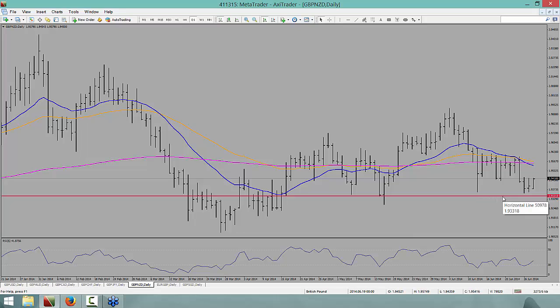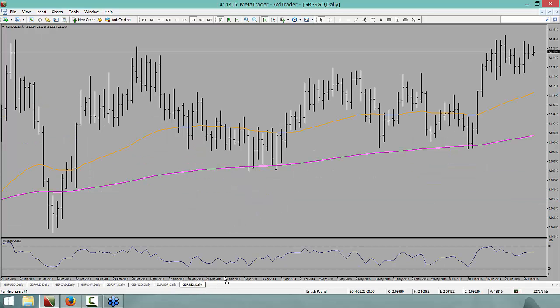Pound Kiwi. Oh, look at that 200, and the 50's right on it. The charts are a bit boring, I agree. There's a bit of divergence there. I'd rather leave that alone. Euro pound, we've got a pound sing. There's not much going on there either.